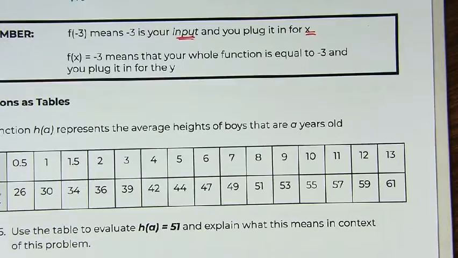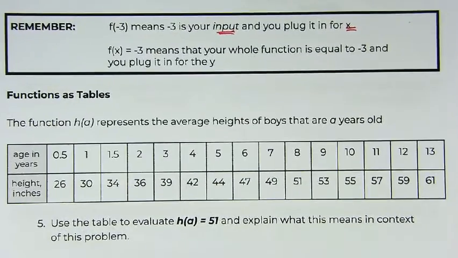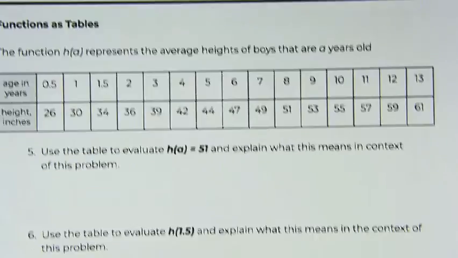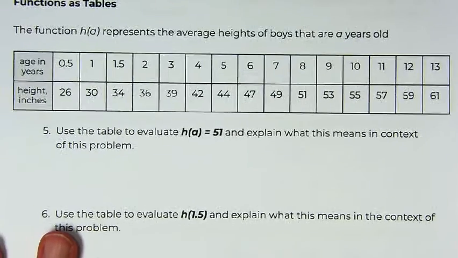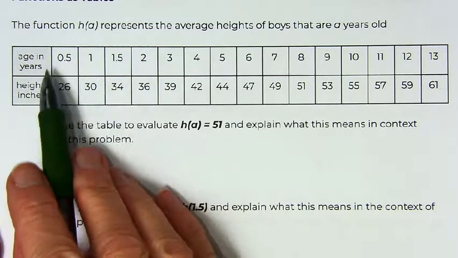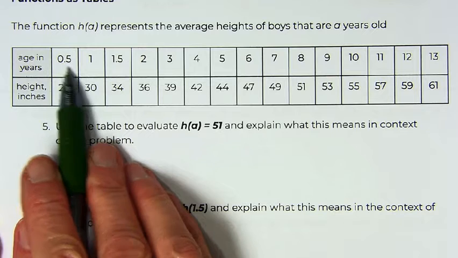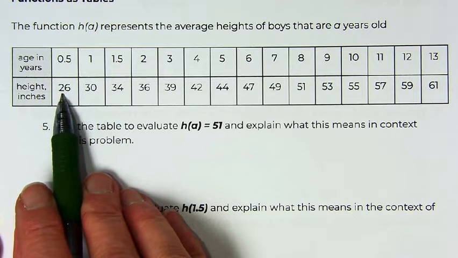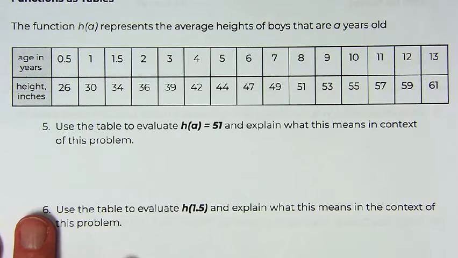All right, so when we are looking at functions as tables, oh my gosh, my papers are giving me a hard time here. We have another little story problem here that the function h evaluated at a represents the average height of a boy that is a years old. So somebody that's 6 months old, right, half of a year, on average has a height or a length of 26 inches.